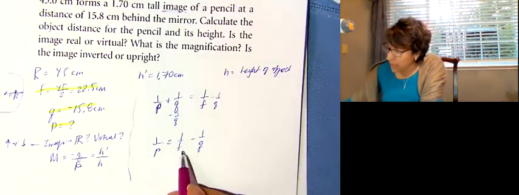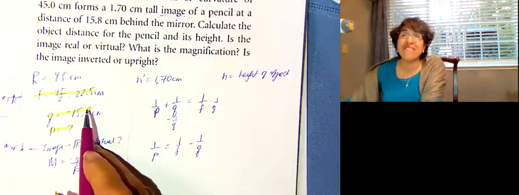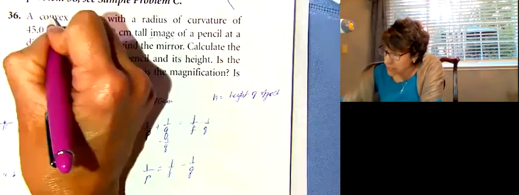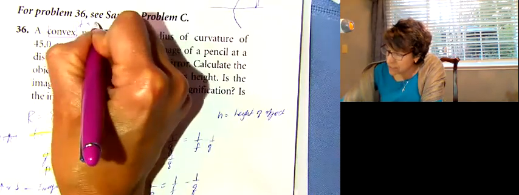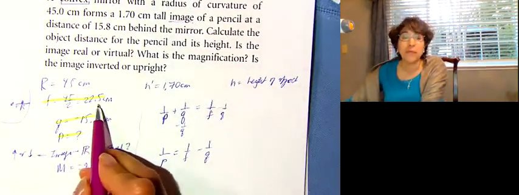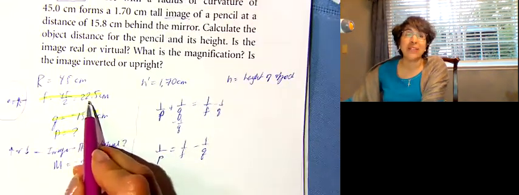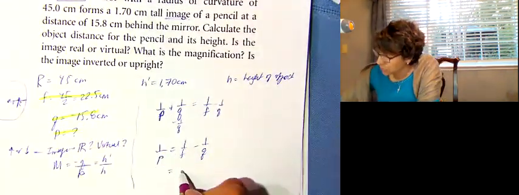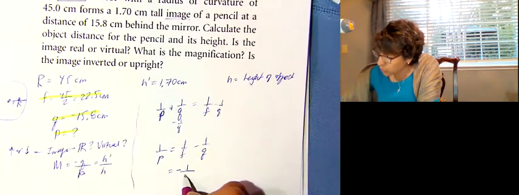All right, so 1 over F they gave us, but it's a convex mirror. Because it's convex, I know that the focal distance is less than 0. It's negative. So even though they gave us 22.5, we have to know, oh, this one's convex, so I've got to make this negative. So this will be negative 1 over 22.5.